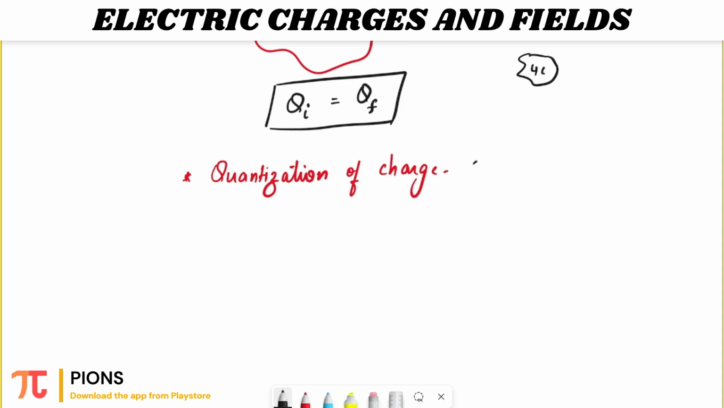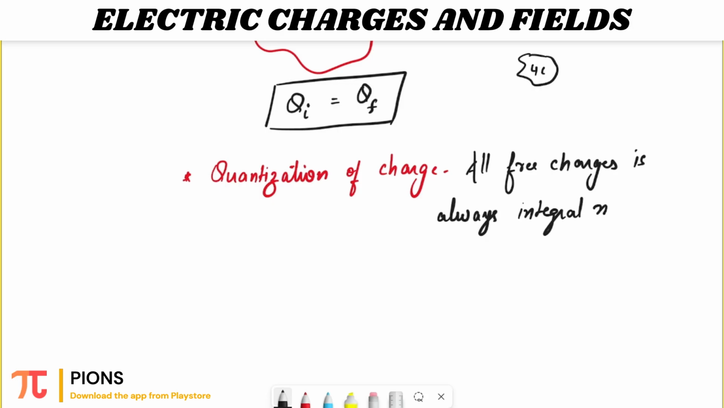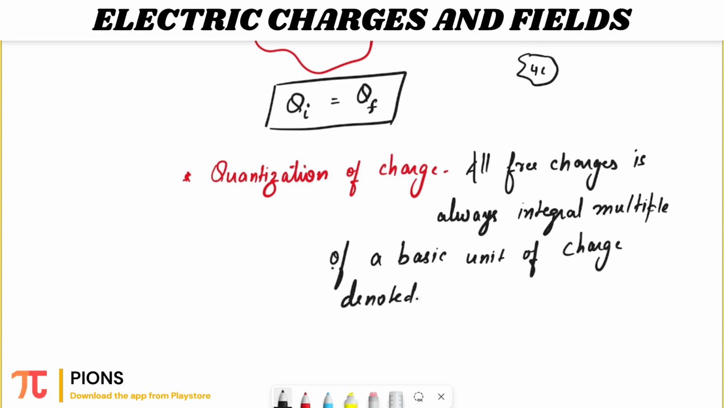So it says all free charges is always an integral multiple of a basic unit of charge denoted by e. So all the charges in this universe are always an integral multiple of e. Sir, what do you mean by integral multiple?